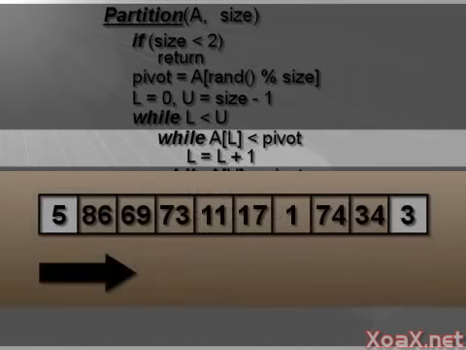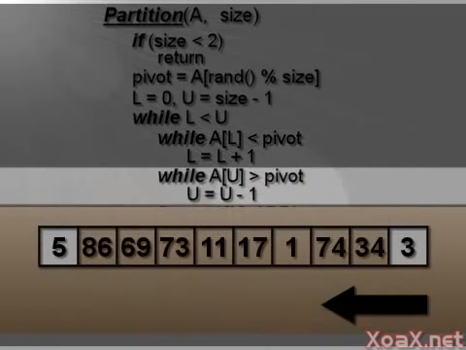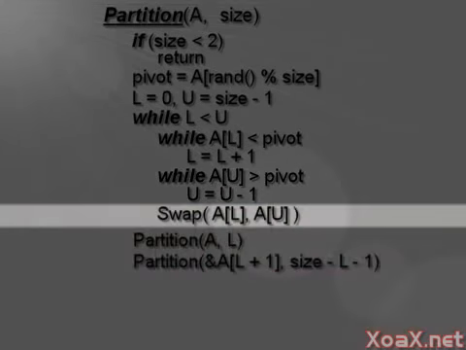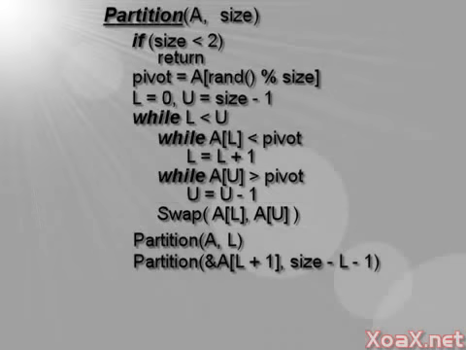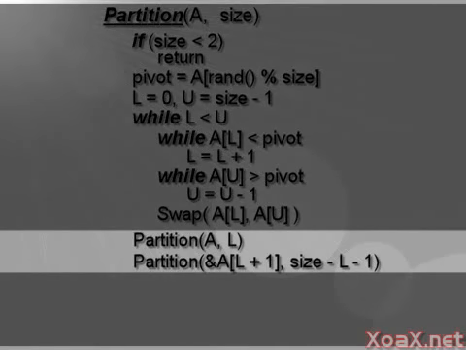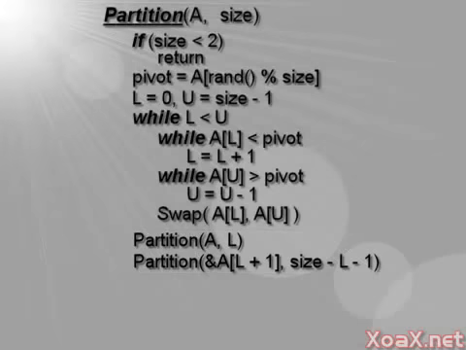Inside this while loop, the lower index skips over elements that are smaller than the pivot, and the upper index skips over elements that are larger than the pivot. Whenever the L index is an element that is greater than or equal to the pivot, and the U index is an element that is less than or equal to the pivot, we swap the elements at these indices. When L equals U, the array is partitioned, and we call partition on each of the new partitions recursively. This recursion eventually sorts the entire array.